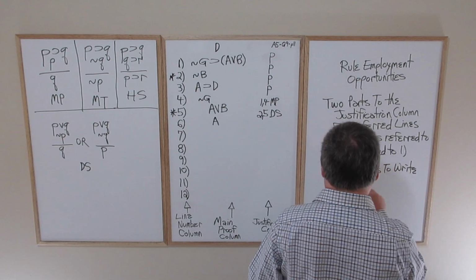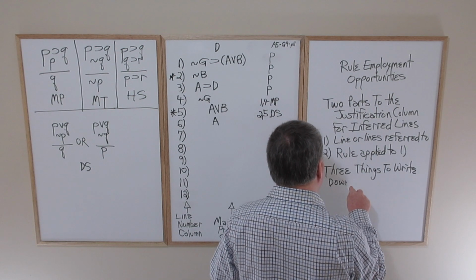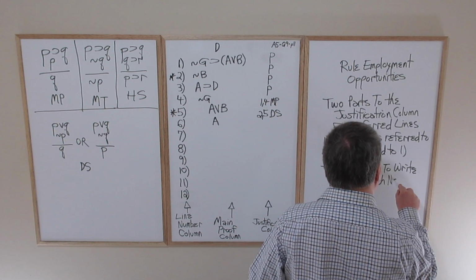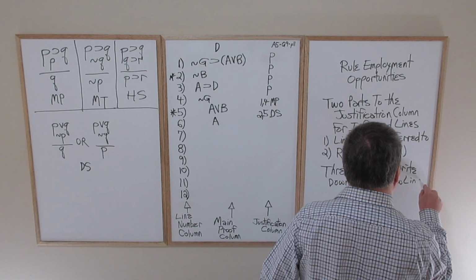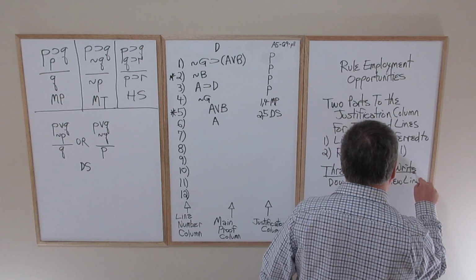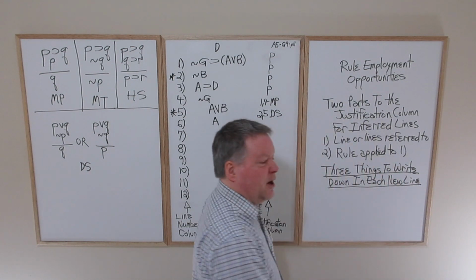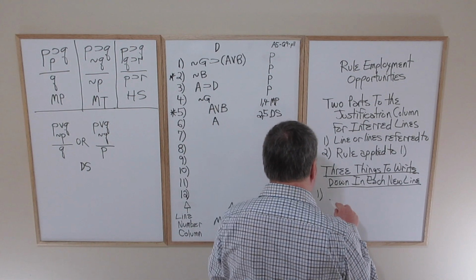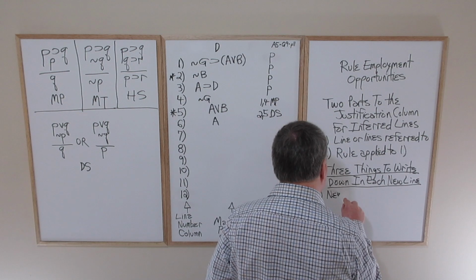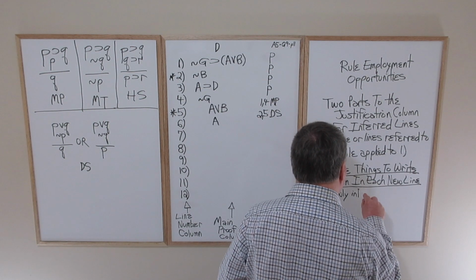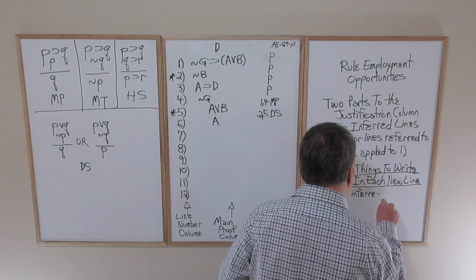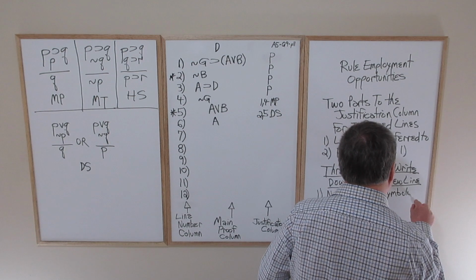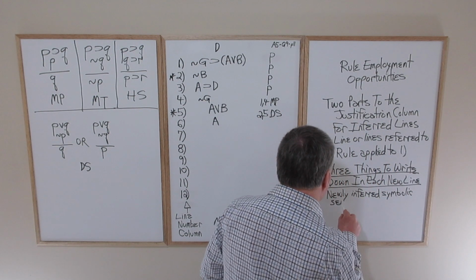things to write down in each new line of a proof. First of all, there's going to be the newly inferred symbolic sentence.